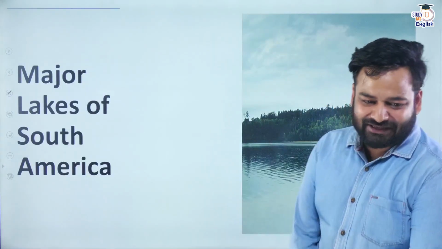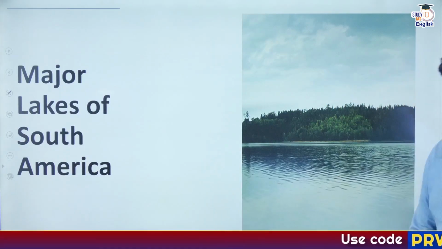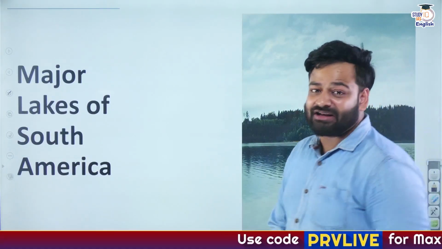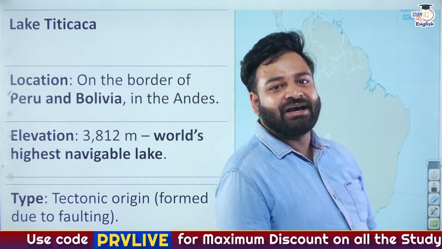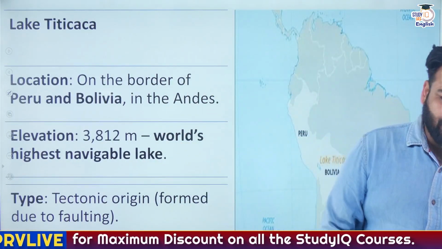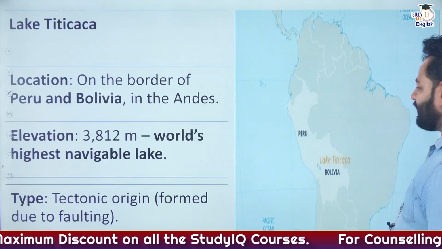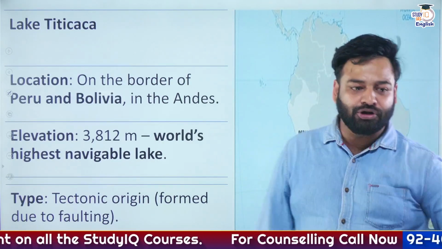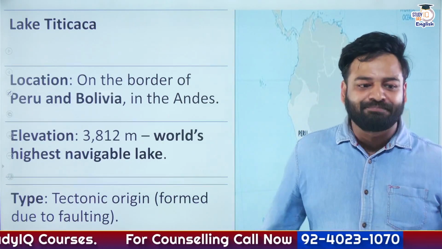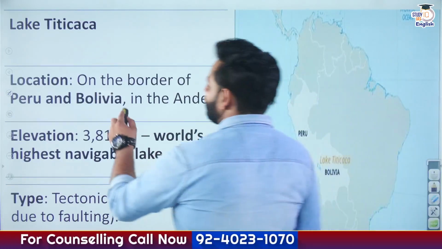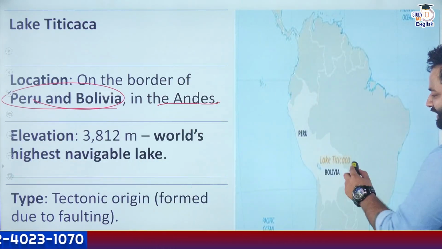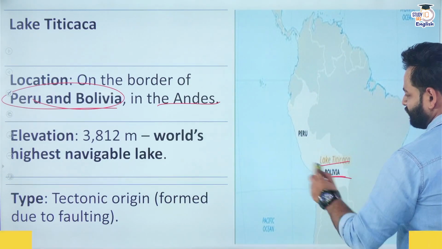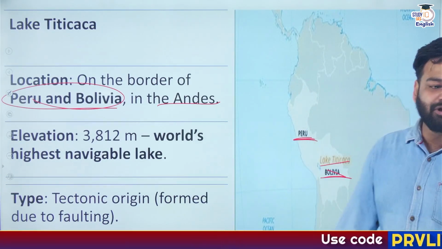Now let's talk about the next wonderful thing, that is the major lakes of South America. The first one we have got is Lake Titicaca. As you can see the location, it is exactly on the borderline of Peru and Bolivia in the Andes once again. So Lake Titicaca, on the borders of Peru and Bolivia.